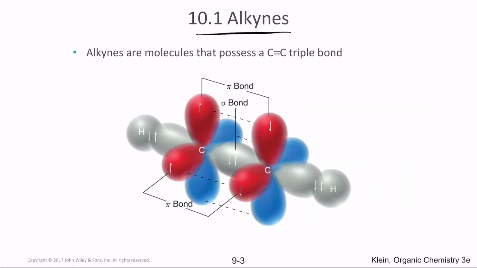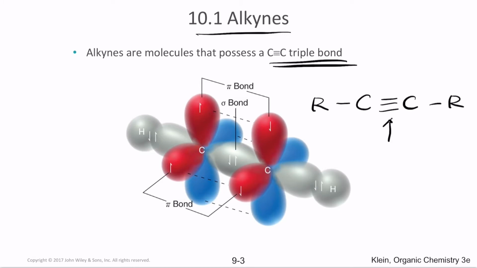What are alkynes? Alkynes are the compounds that possess triple bonded carbon atoms. So you have C triple bonded C, and on each side you have an R group attached to it. So this here is a representation of an alkyne.